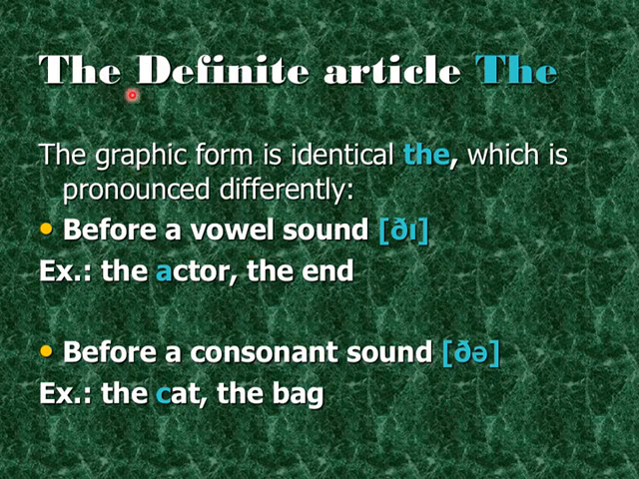Let's talk about the definite article the. The graphic form is identical, the, which is pronounced differently. Before a vowel sound, the actor, the end. Before a consonant sound, the cat, the bag.